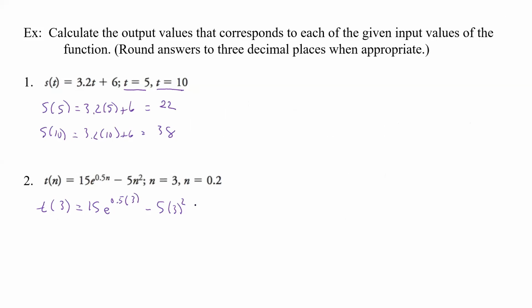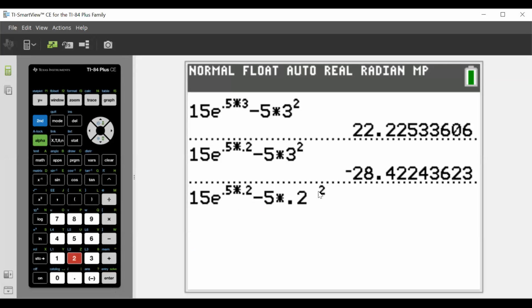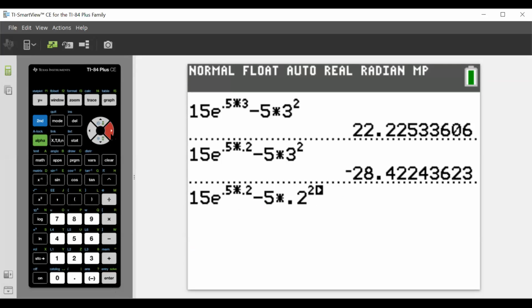So this one we said was 22.2253, and so that's approximately 22.225. And then we had t of 0.2. Oops, that's not going to be the right answer because I forgot to change that one. So let's go back over there. I just realized that. And so this is going to be 0.2 now to the second instead. So now that should give us a correct answer. We have 0.2 here, 0.2 here.